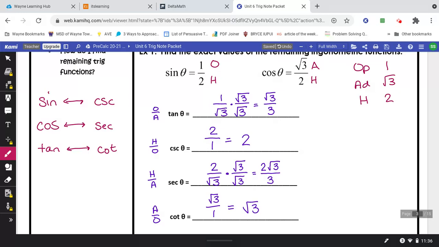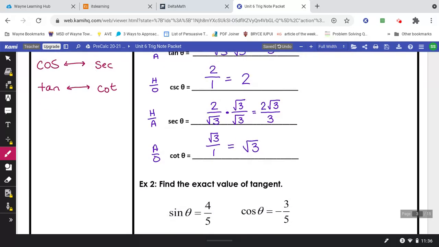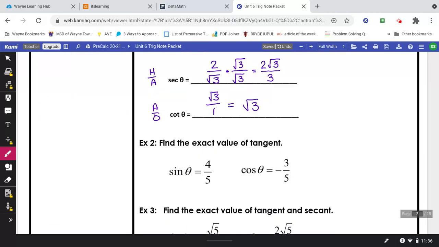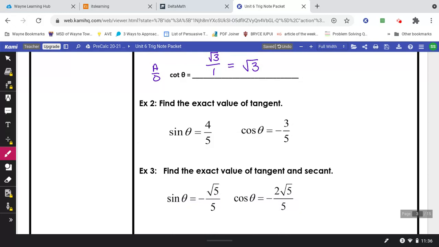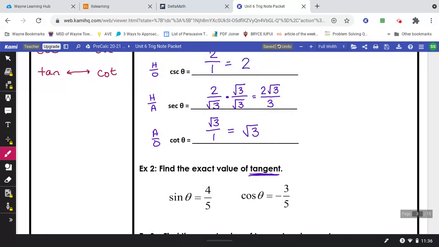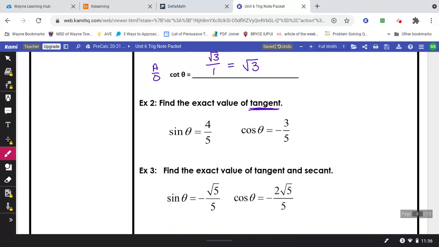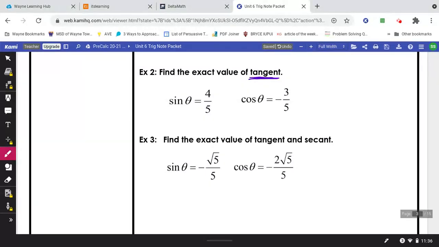All right. So the next part, we're going to introduce a negative into the mix. So for example, number 2, find the exact value of tangent. Notice they're shortening our work for us. We just have to find tangent, as opposed to the last problem where we had to find 4 answers. We just have to find 1 here. So we'll start by labeling O, A, and H. I know sine is O over H. Cosine is A over H.